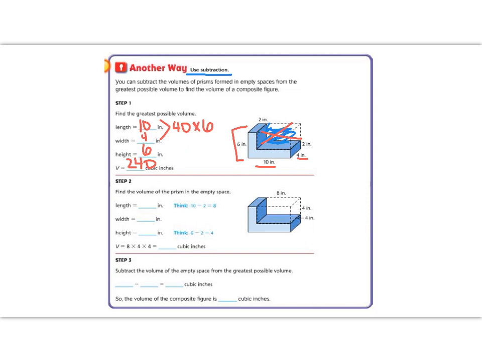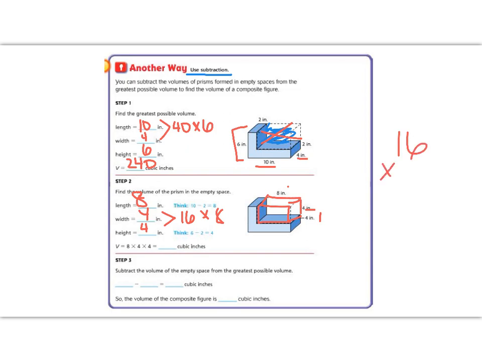But we know it's not full, so let's find out the volume of just this part and subtract it out. So this bit, it told us, was 4 by 4 by 8. So the length is 8, and then the height is 4, and the width is 4. So 4 times 4 is 16. And then let's multiply that by 8. Let's do it to the side.